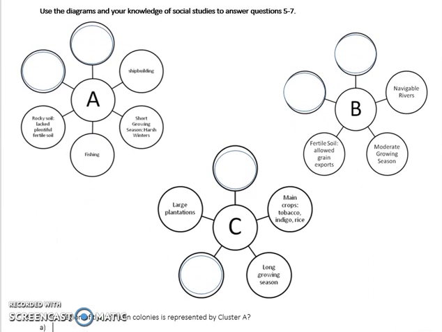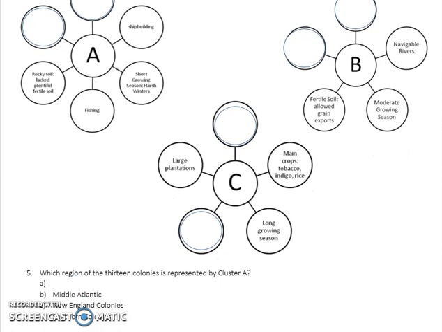Use the diagrams in your knowledge of social studies to answer questions 5 through 7. Number 5. Which region of the 13 colonies is represented by cluster A? B. Middle Atlantic. C. New England colonies. D. Southern colonies.